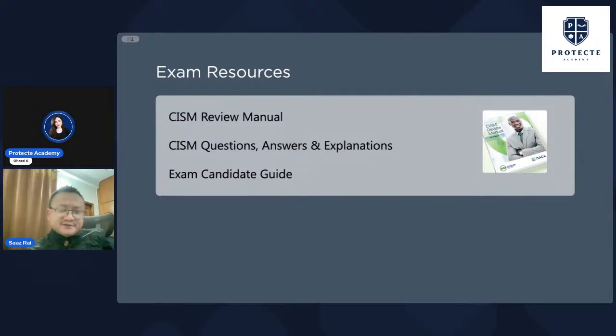Another resource, which is free, is the Exam Candidate Guide. It's very useful. You can download it, and it gives you the do's and don'ts, what to do, and it's just guidance for taking the exam. So these are the review manuals, the Q&A, and the Exam Candidate Guide. And apart from that, there are some communities. I'll talk about that later on, but this should be good enough to be ready for the exam.